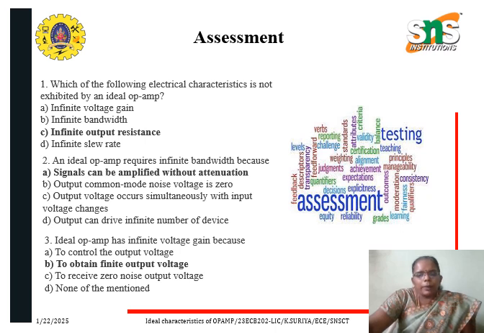The next one is, an ideal op amp requires infinite bandwidth because the options are: signals can be amplified without attenuation, output common mode noise voltage is zero, output voltage occurs simultaneously with the input voltage changes, output can drive infinite number of devices. The answer here is signals can be amplified without attenuation. Next one is, ideal op amp has infinite voltage gain because the options are: to control the output voltage, to obtain finite output voltage, to receive zero noise output voltage, and none of the above. The answer here is to obtain finite output voltage.